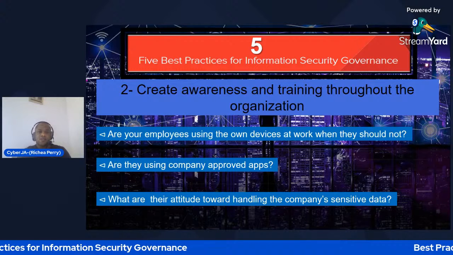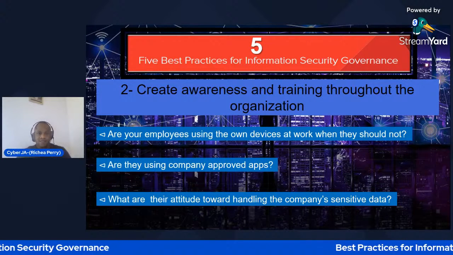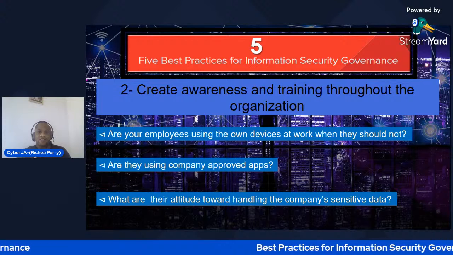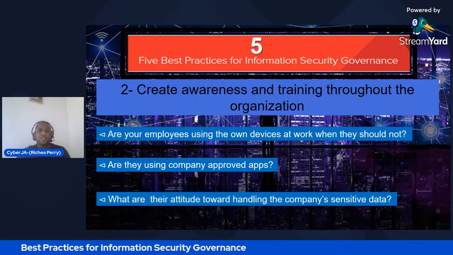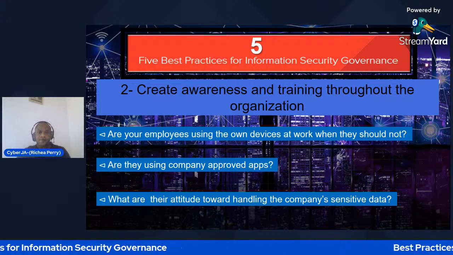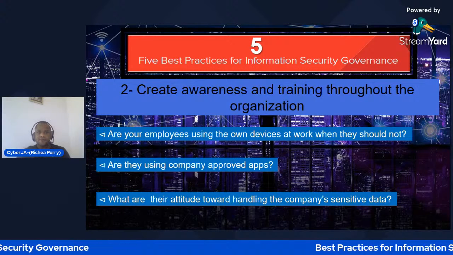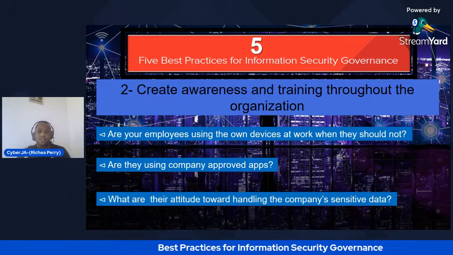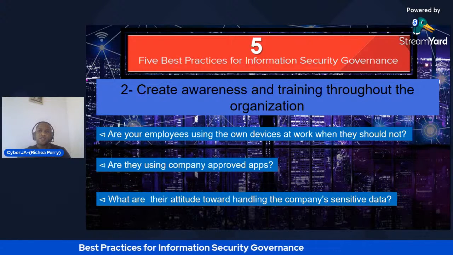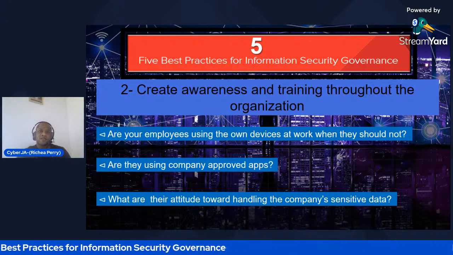Governance creates policies and assigns accountabilities, but each member is responsible for following the security standards. That's very important. All right, so awareness, training, and education of security best practices must be continued.